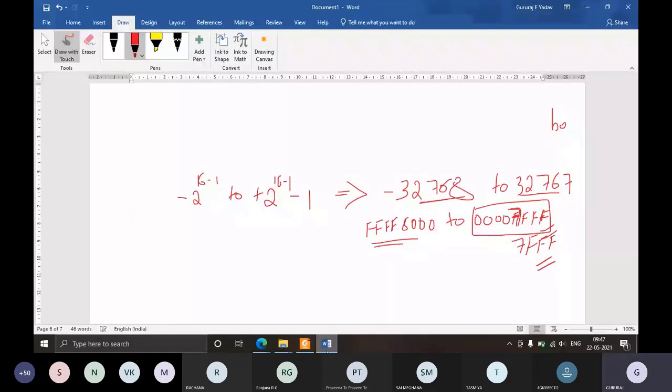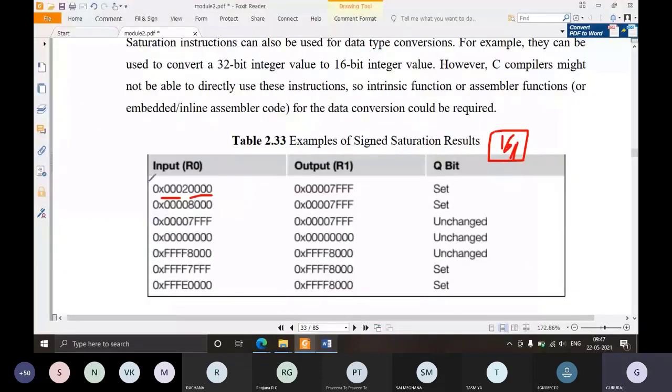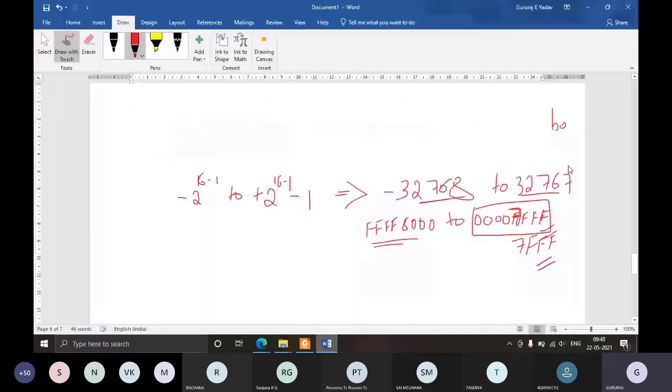Right? So whether the input value which is there in the R0 register, which is 0, 0, 0, 2 followed by 4 zeros, is within this range that we have talked about. No, this is exceeding the range. So the maximum positive value is 4 zeros followed by 7F, F, F. But the positive value we have got for the input is 3 zeros followed by 2 followed by 0, 0, 0, 0. So obviously the input value in R0 is greater than the maximum positive value that we can represent. So immediately what it will do is, it will saturate it.